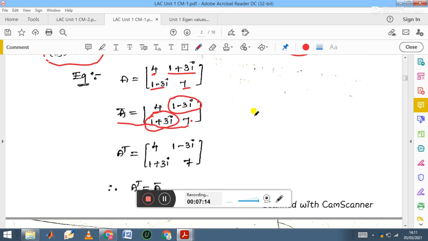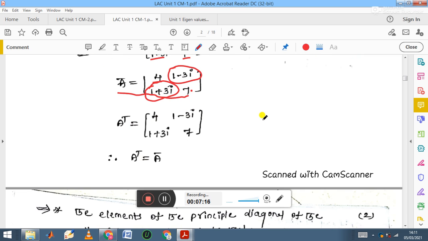Next you take the transpose of this. That means you are interchanging rows into columns. Then you are getting 4, 1 plus 3i, 1 minus 3i, 1 plus 3i, 7. This is your A power theta value. Then you compare A power theta and A.